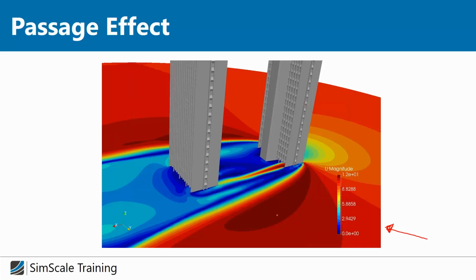And now using CFD, we can really predict how this jet will look like for different main wind directions. And try to optimize some details around the building or at the surface of the building to reduce this effect.